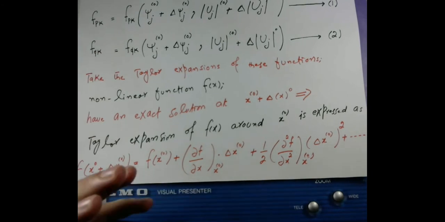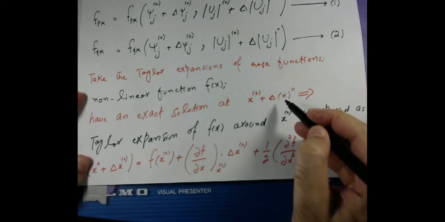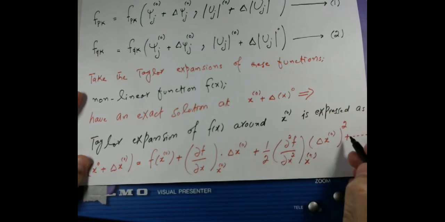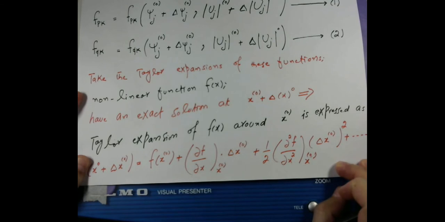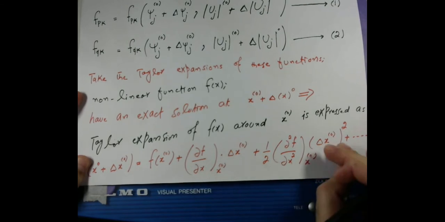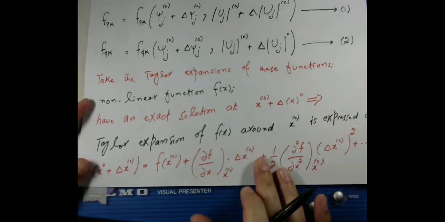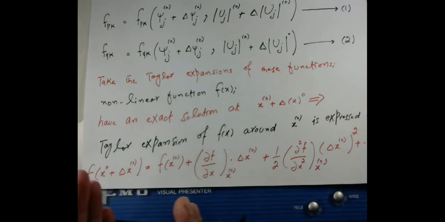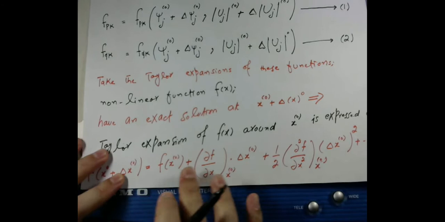Assuming that the error in the first estimate is quite small, then the higher order terms can be neglected. If the error is small, one can basically ignore the higher order terms, and only take the first two terms.